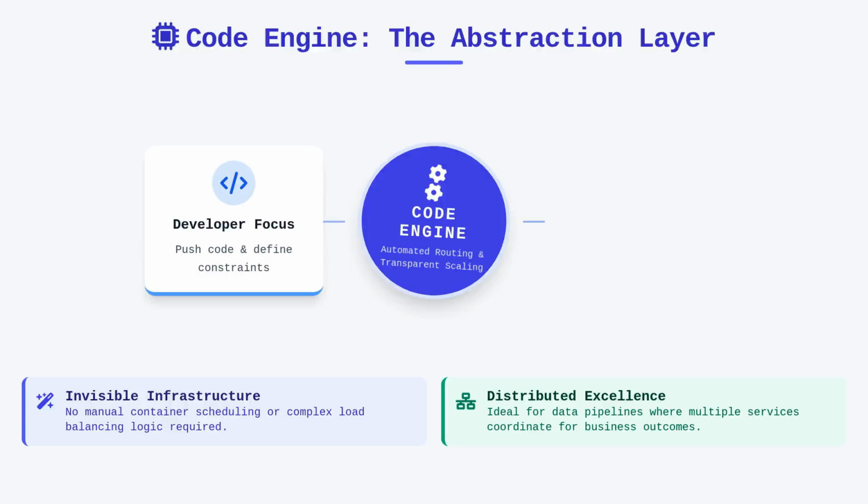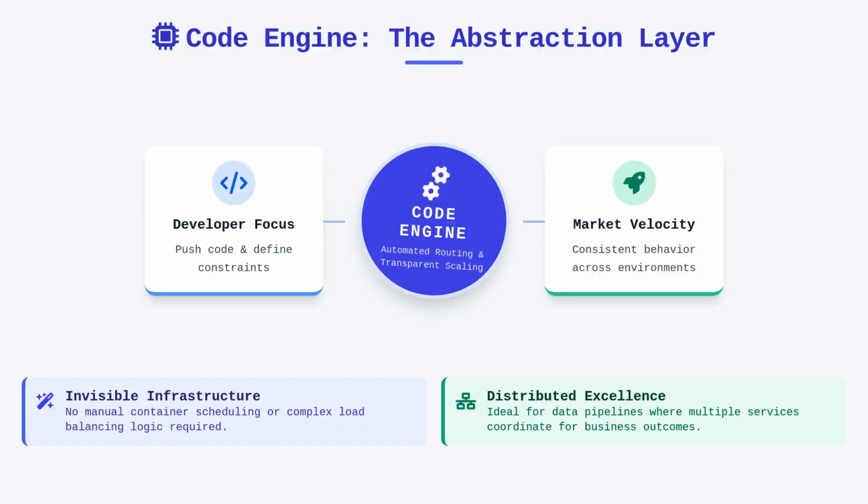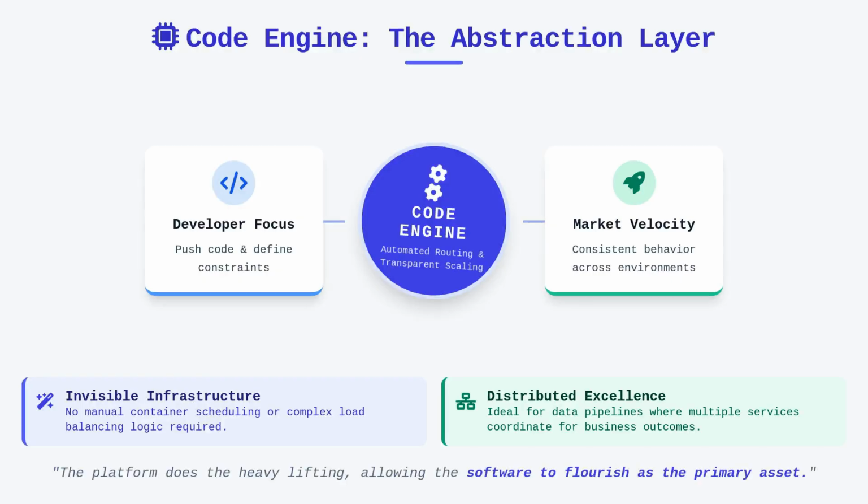a specific business outcome. By leveraging this unified deployment target, you ensure that your code behaves consistently across different environments without needing to replicate infrastructure configurations. It represents the logical maturation of cloud computing, where the platform does the heavy lifting, allowing the software to truly flourish as the primary asset.